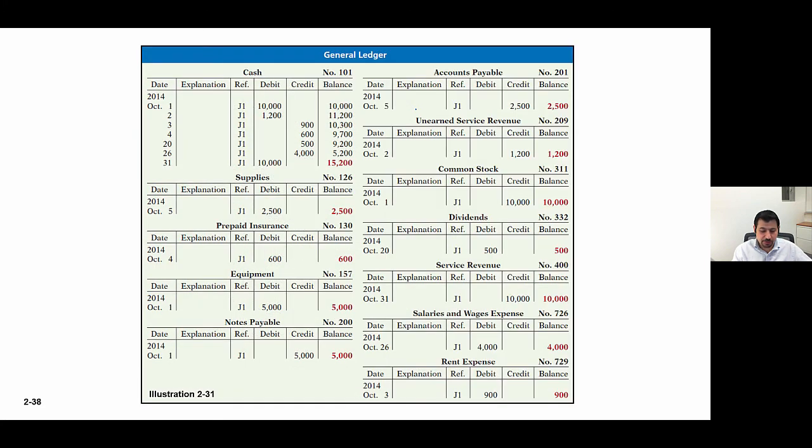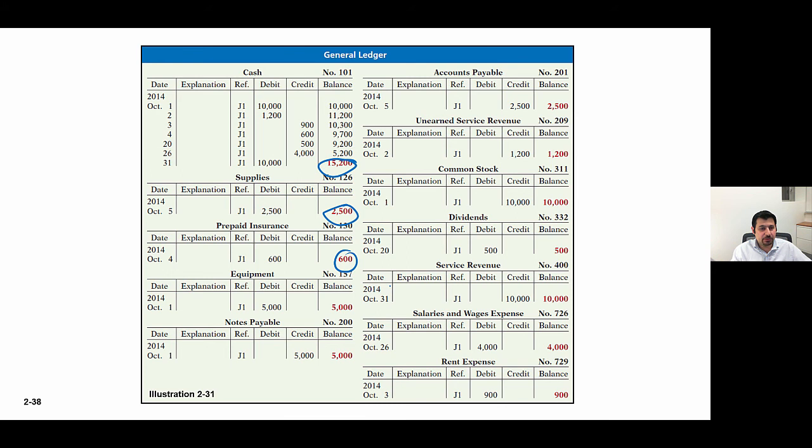And then this is how it looks on the general ledger. Remember, the journal entries deal with transactions. The ledger basically is the group of accounts, so it deals with individual accounts. At this point, we have the changes to each account, cash, etc. And this is the ending balance for cash, ending balance for supplies, etc. This information is used later on to prepare the trial balance.